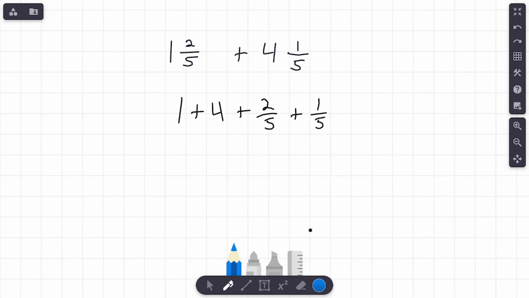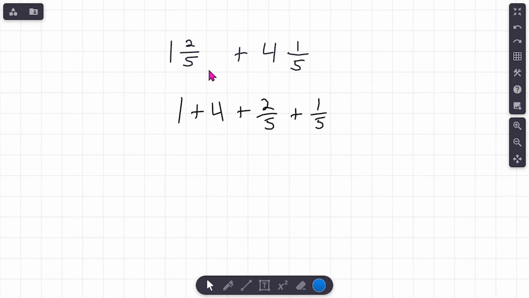Well, with that being said, before we actually solve this problem, see if you can picture in your brain what 1 2/5 and 4 1/5 looks like. Picture what this looks like and what this looks like. That's really important. We talk about it all the time here at Math with Mr. C. I don't want you to just know how to add these numbers together. What I really want is for you to understand, to be able to see the math that you're solving.